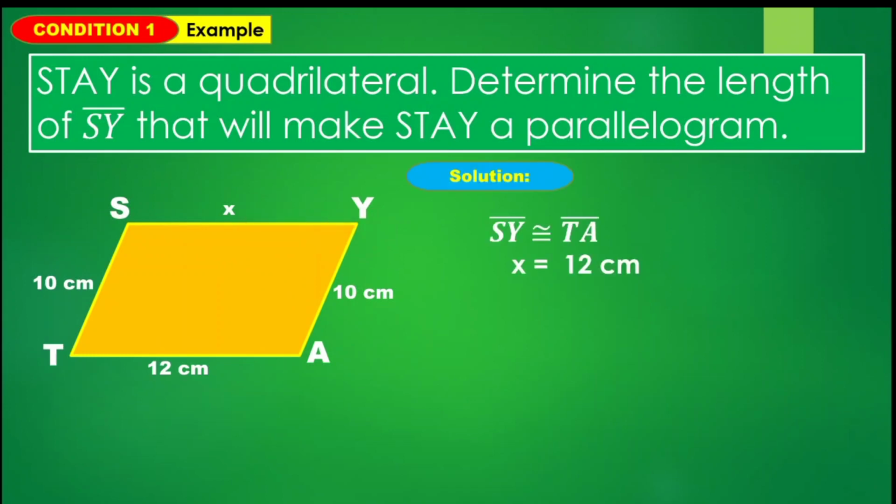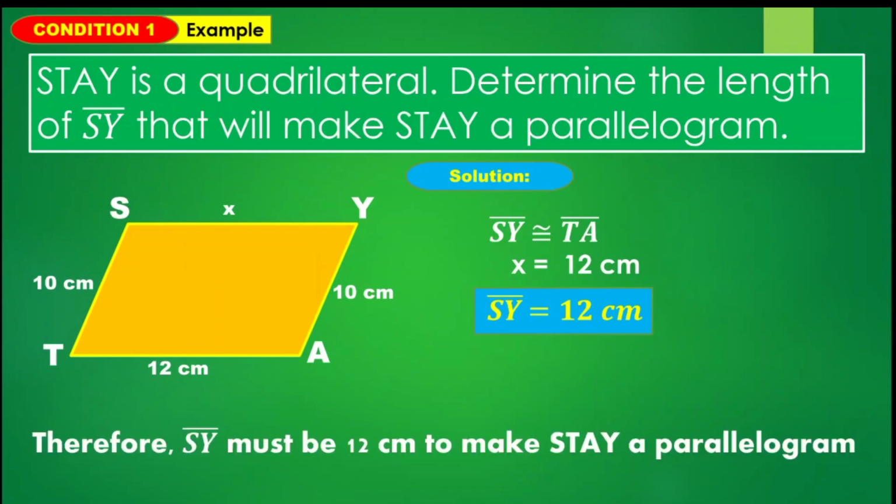X. For our solution, knowing that segment SY is congruent to segment TA, no problem with these two sides here. So from here, segment SY is congruent to segment TA. As we substitute, SY is equal to x and TA is equal to 12 centimeters. So therefore, segment or side SY is equal to 12 centimeters. In that way, side SY must be 12 centimeters to make STAY a parallelogram.